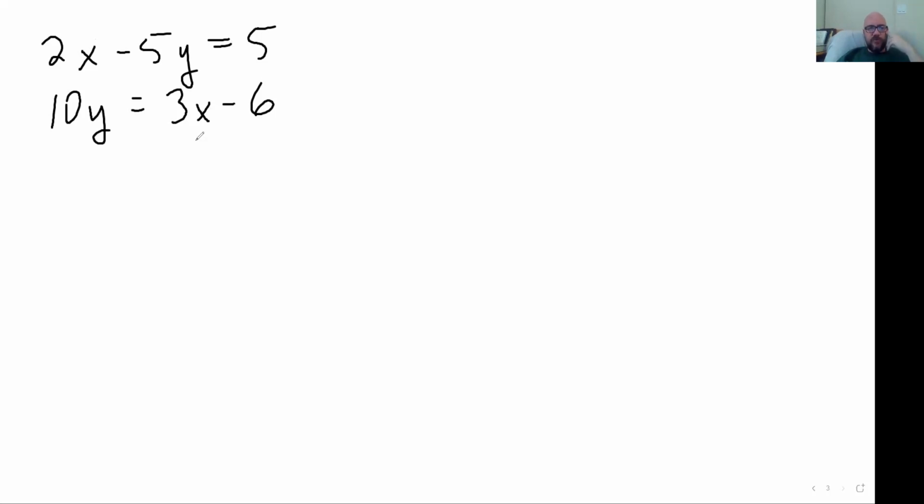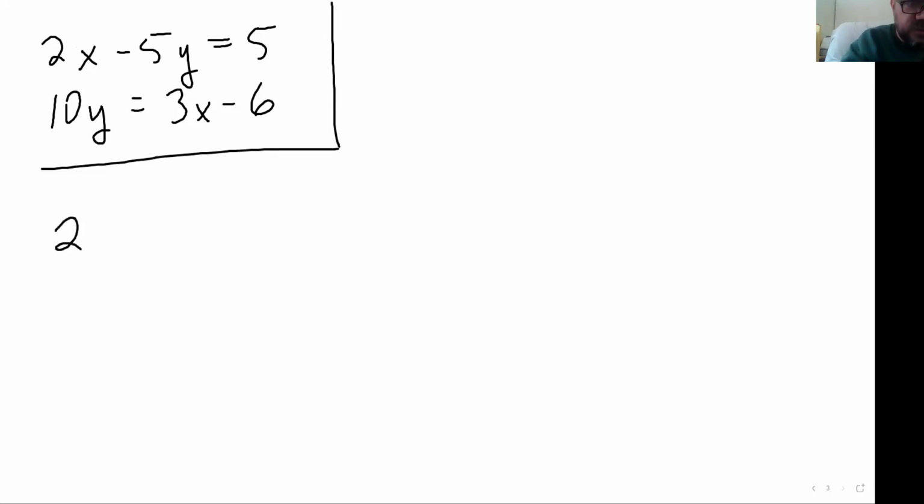So of all the variables that I see here, none of them look like a great choice. So I'm just going to pick whichever one has the smallest coefficient, which is this 2x here. And I'm going to get the x alone, like if I was putting a line into slope intercept form. So in that equation there, I'll move my cursor here.